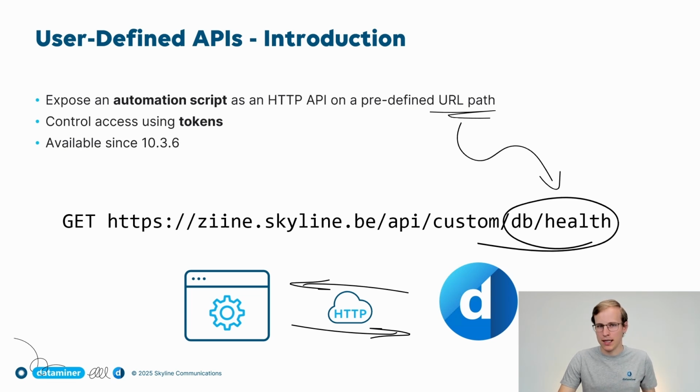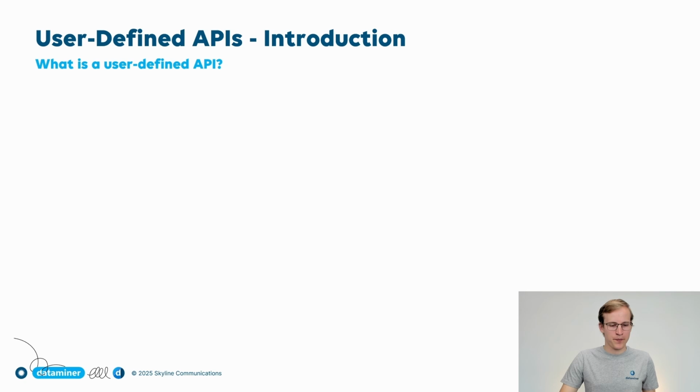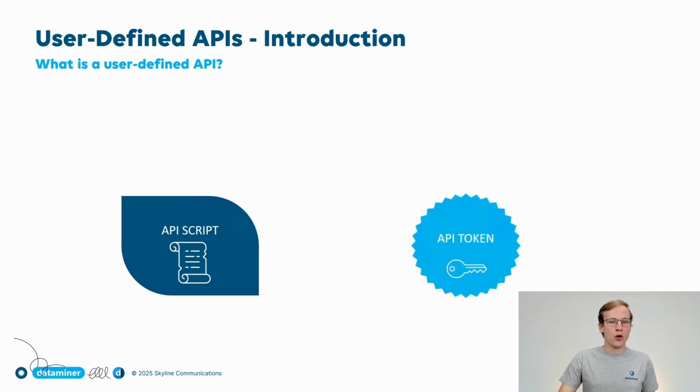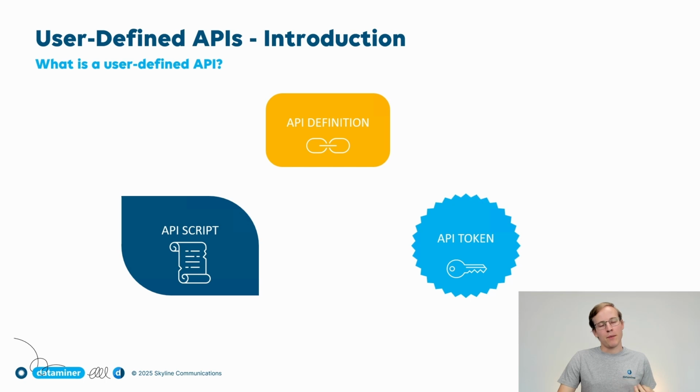But let's delve a little bit deeper into those three objects that I mentioned. So we have the API script. This is the DataMiner automation script, which will contain all the logic for your user-defined API. We then have the API token. As mentioned, it will secure your API to prevent just anyone from accessing it. Only the people with the right token, with the right secret, will have access. And then we have the third object, the API definition, and that's an object that links those two together. It has a reference to the API script and a reference to one or more API tokens, and that defines your API.